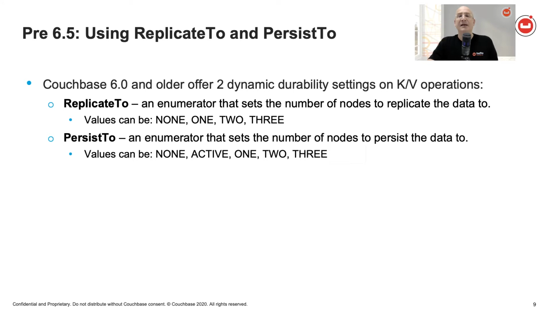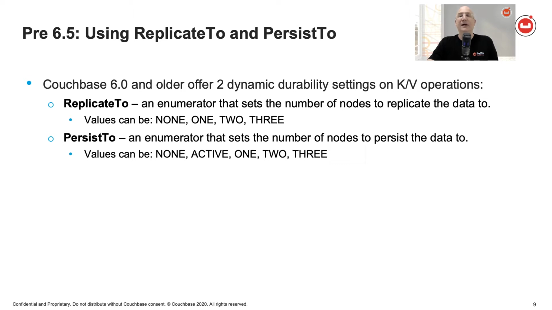That means that the client doesn't need to wait for the change to be replicated to another node or to get persisted to disk. Replicate to is an enumerator, and it can be set to none or 1 or 2 or 3. If you set the replicate to parameter to 1, that means that the client will wait for the change to be replicated to at least one node. If you set the replicate to parameter to 2, that means that the client will wait for the change to be replicated to at least 2 nodes, and so on.